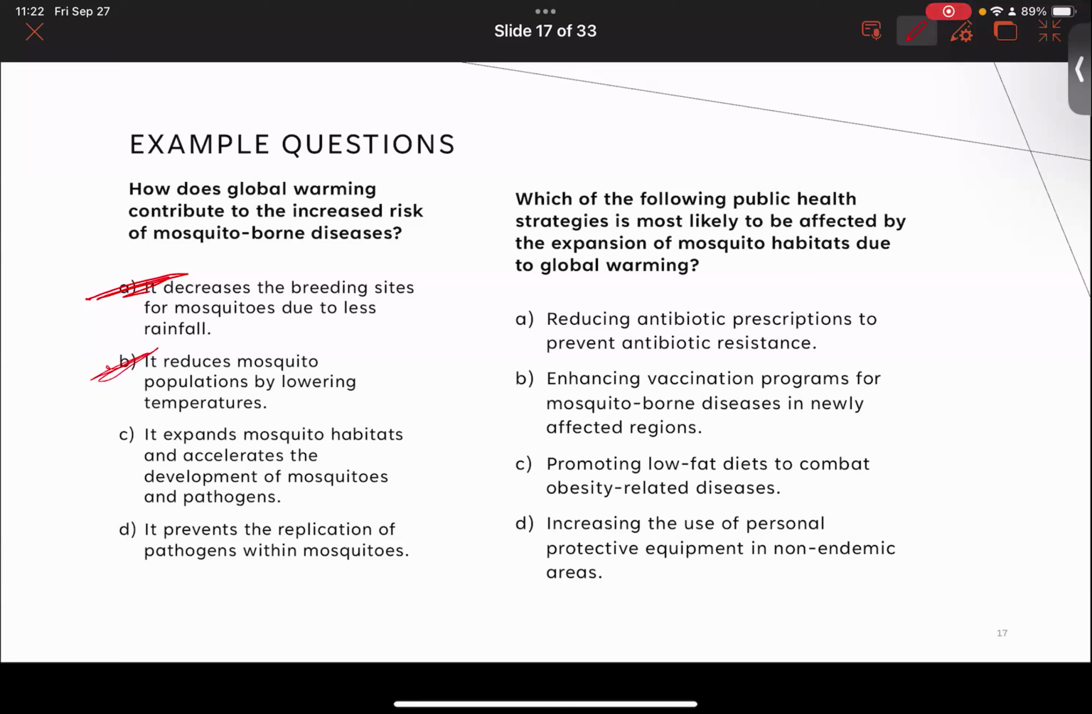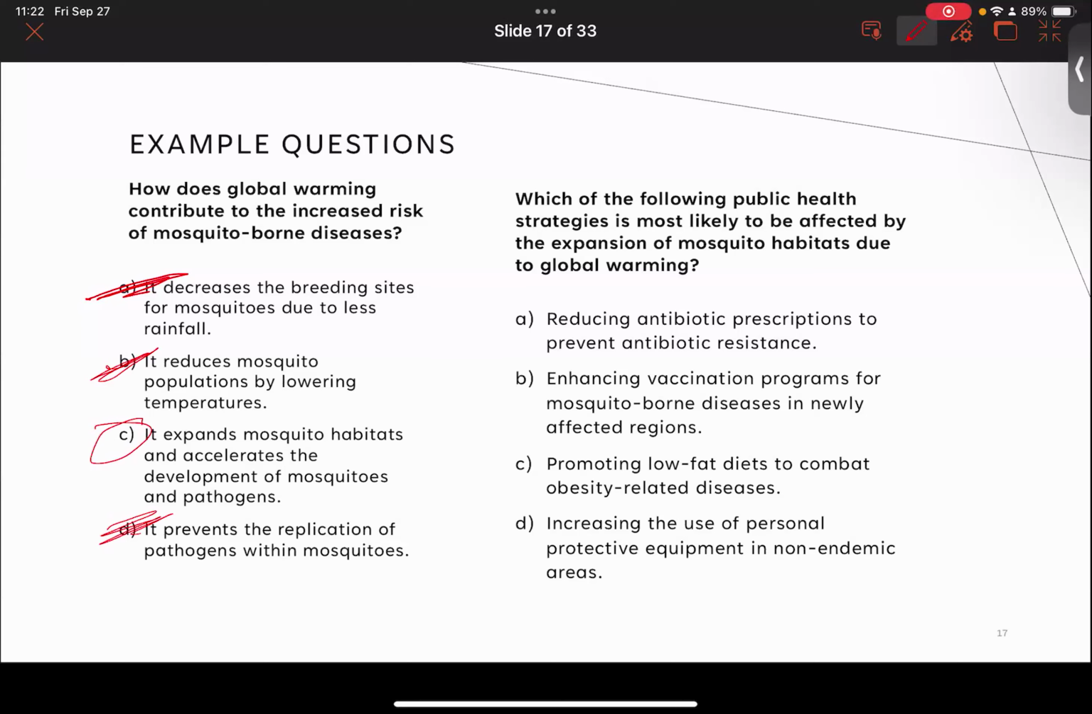It expands mosquito habitats and accelerates the development of mosquitoes and pathogens. This is sounding pretty accurate. And then D, it prevents replication of pathogens within mosquitoes. We wish, right? So C is our answer for that one. Not so bad. This is the type of question that you're more likely to face. I don't get crazy with chapter 25, y'all. I don't. I try to keep it simple.